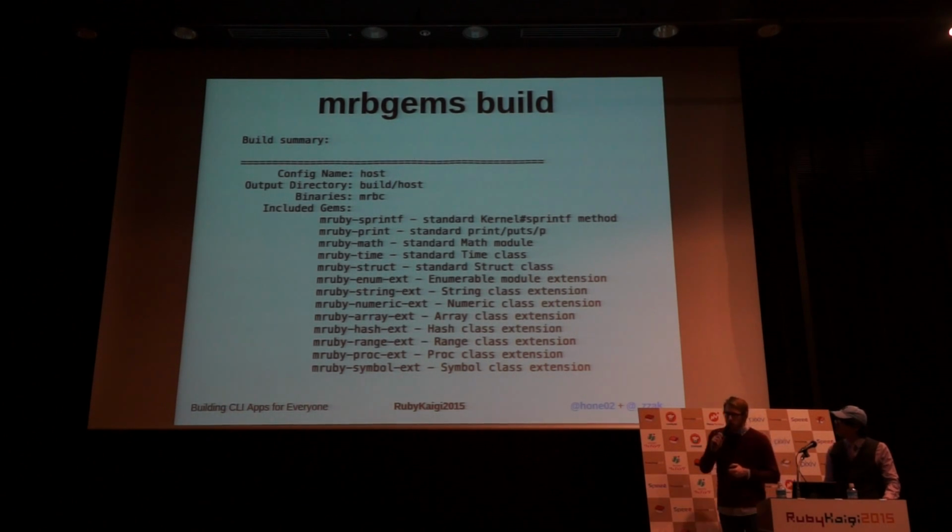When we're done compiling, mruby basically prints out a summary, and you can see all the gems that were included there and the binaries that were output.